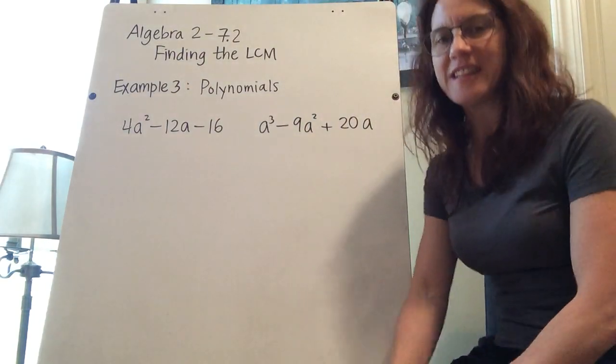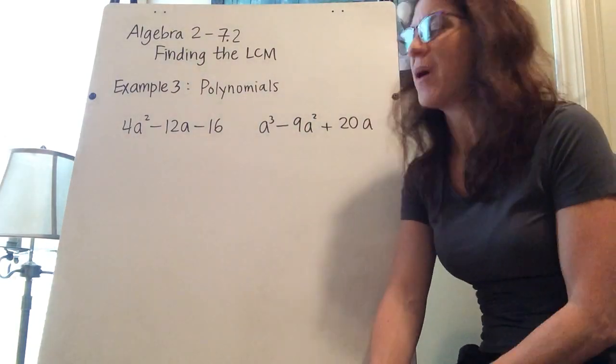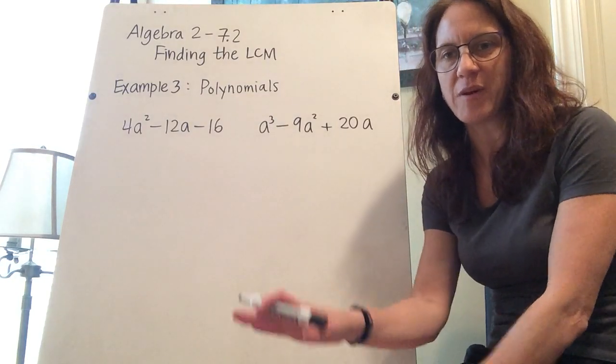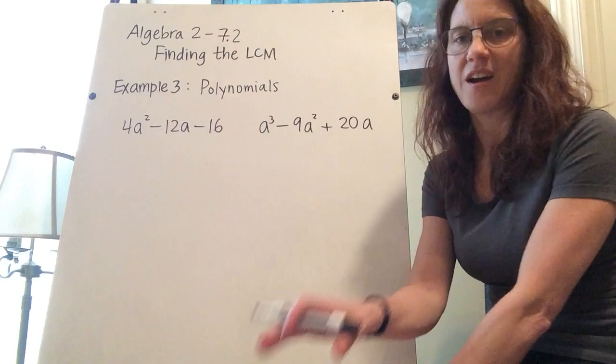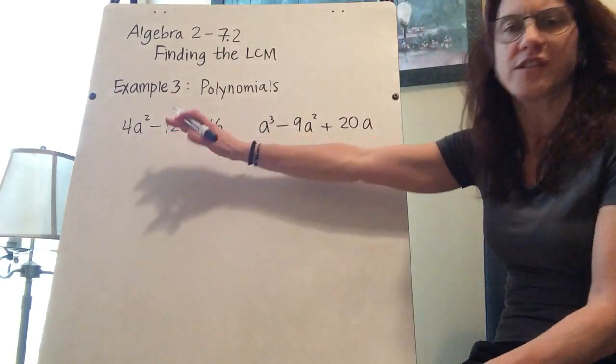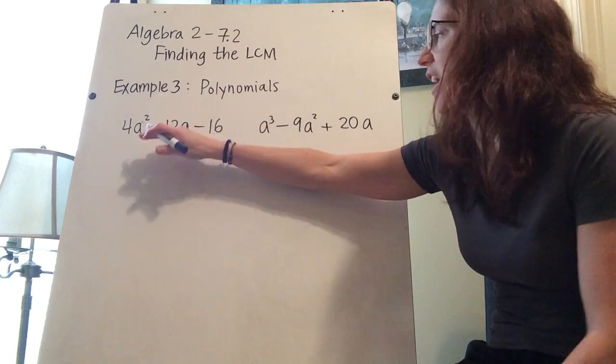Last example for finding the least common multiple. Here's another example with polynomials. Okay, what did I say is the first thing we do with factoring polynomials? We look for a greatest common factor. Okay, so we're trying to find a greatest common factor in here. There's not always going to be one, but it's always worth checking.